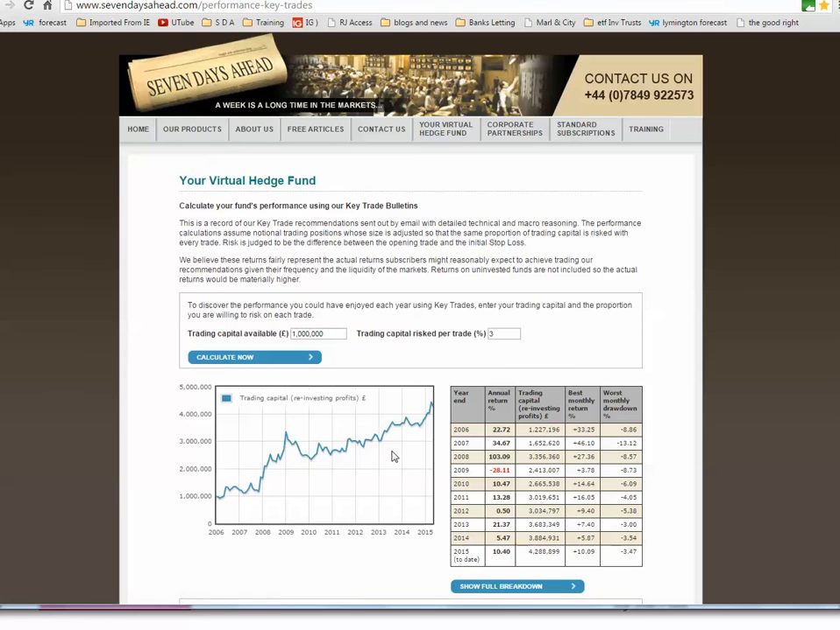This is the key trades. This is the specific trading recommendations we produce, and the performance since 2006 of our recommendations, of how well we've done. This is worth spending a bit of time on.